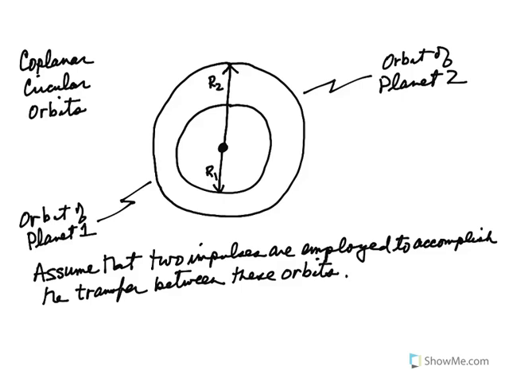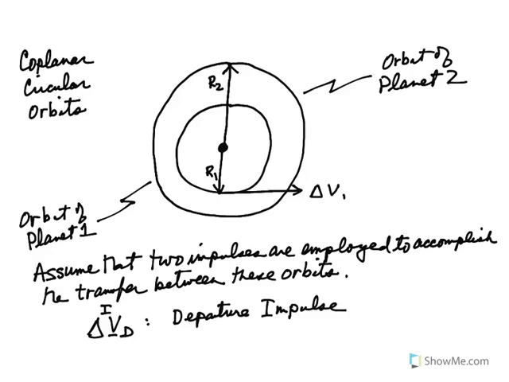So, if we're going to use two impulses, the first one is going to be called delta V1d. This is what's called the departure impulse. And the departure impulse is the one that takes us out of this first planetary orbit, delta V1, delta VD. That's what I called it, delta VID.